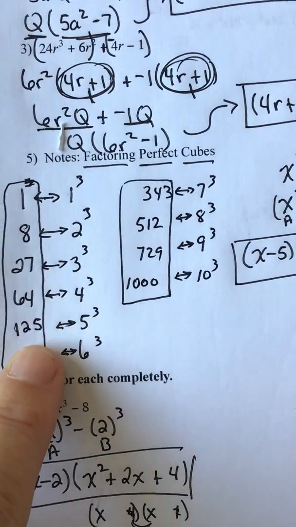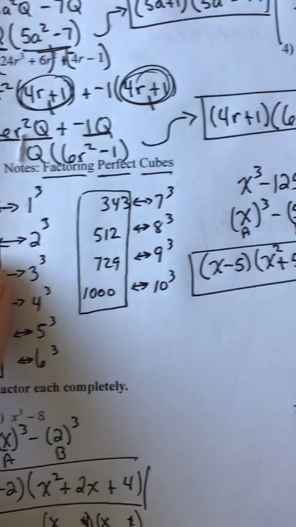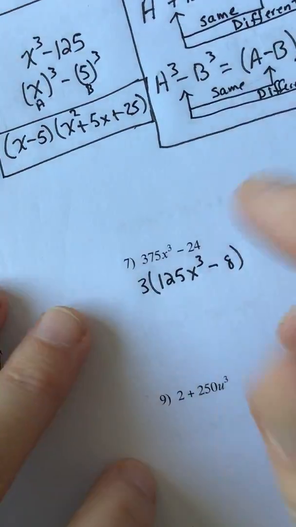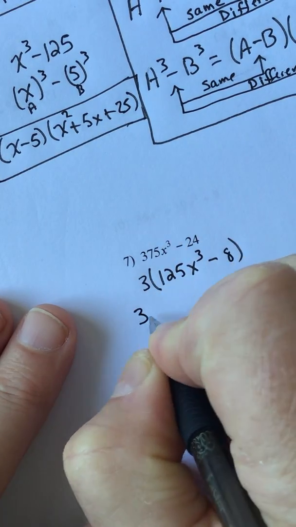Okay, 125 is a perfect cube, and 8 is a perfect cube. So this can be factored as a perfect cube. So I'm going to rewrite it first. It's 3.